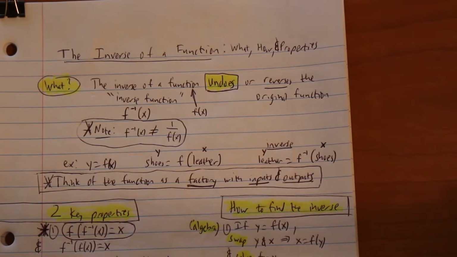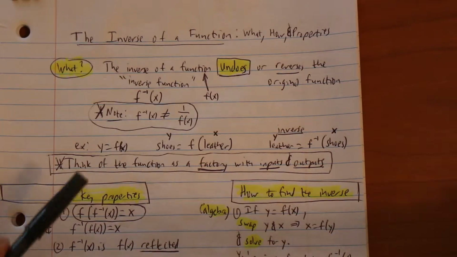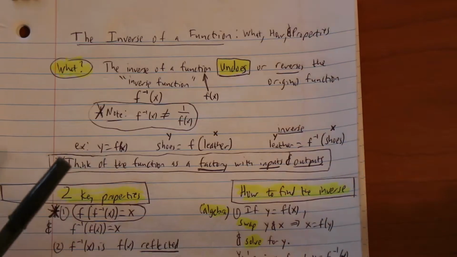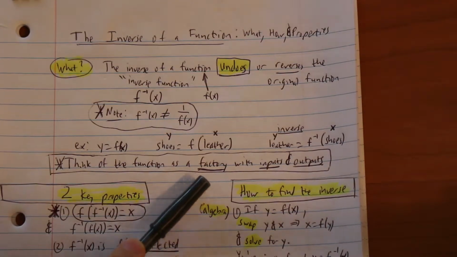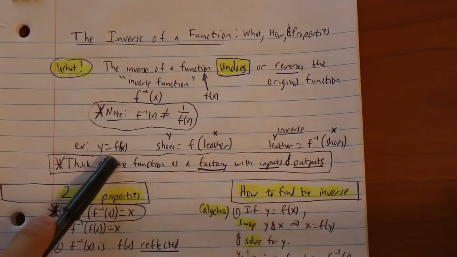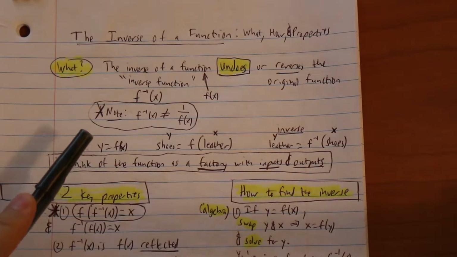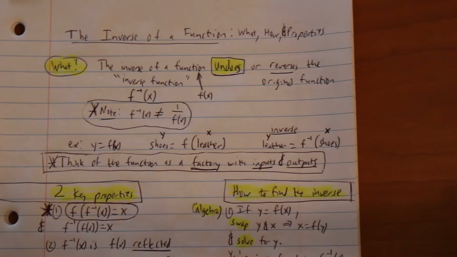Let's try to understand this at a basic level. Let's say we have y equals f of x. That's our original function. I like to think of functions as factories. You have inputs and outputs. In this case, x is your input. You put it into your function or your factory, and it produces a y. This is your output.